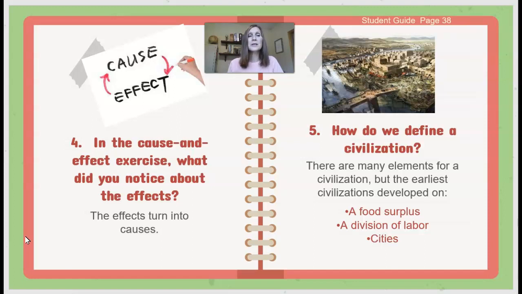Cause and effect. In the cause and effect exercise, what did you notice about the effects? The effects turned into causes, right? And then 5, how do we define a civilization? There are many elements for a civilization, but the earliest civilization developed on a food surplus, a division of labor, and on cities, okay? So that food surplus is that extra food, division of labor was people were able to divide up the work, and then cities were built. And remember, you can always pause this video to fill in your student guide if you need to.